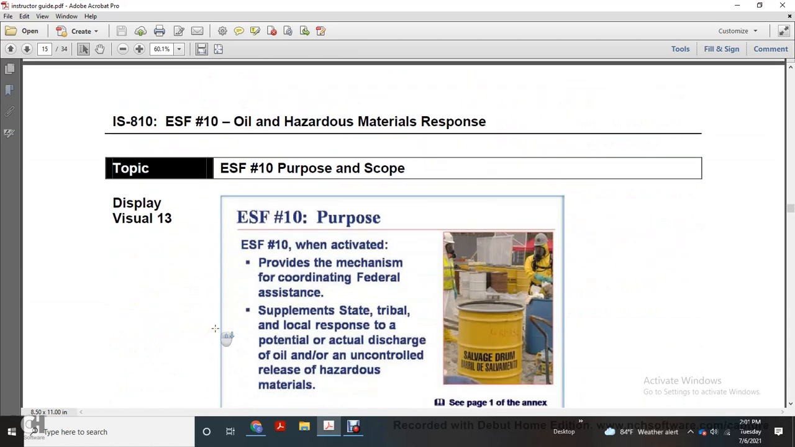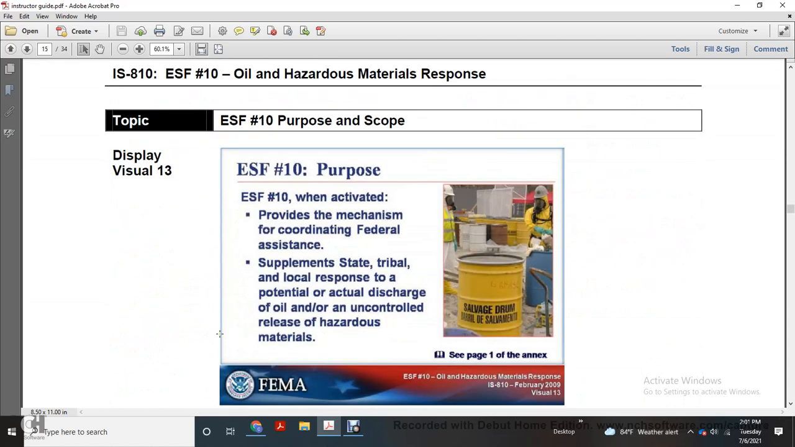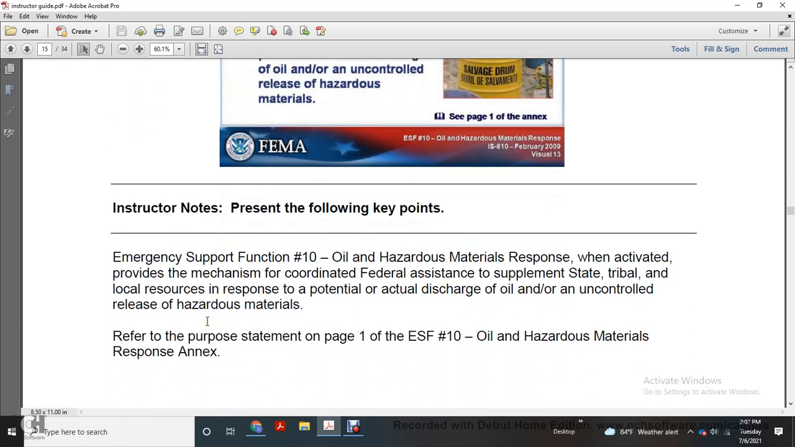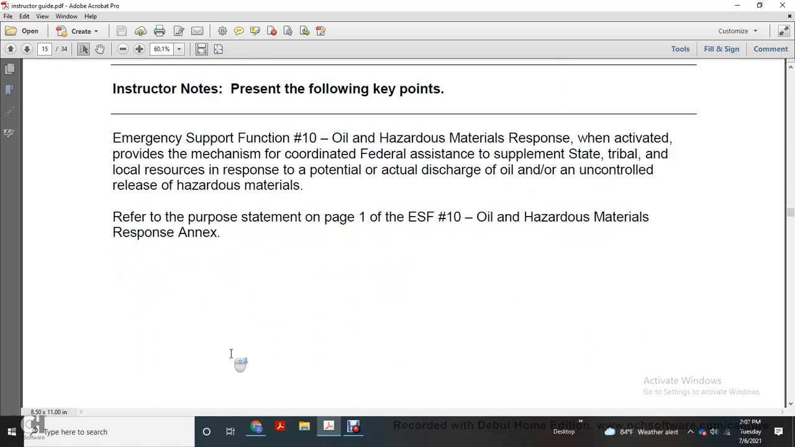Display visual number 13, Emergency Support Function number 10 purpose. When activated, it provides a mechanism for coordinating federal assistance to supplement state, tribal, and local response resources in the event of a potential or actual discharge of oil or uncontrolled release of hazardous material. Notes: see the purpose statement, page 1, Emergency Support Function number 10, Oil and Hazardous Material Response Annex.